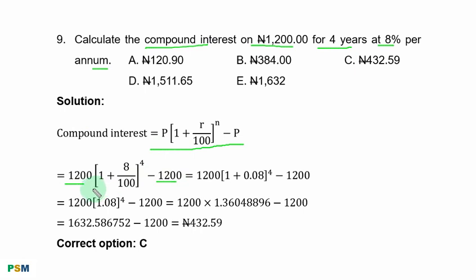When you simplify the bracket, you have it in this form and this form. You have 1,200 times 1.08 to the power of 4 is equal to this minus 1,200. If you multiply these two numbers, you have this result, minus 1,200, and that is equal to 432 naira 59 kobo. The correct option is C.